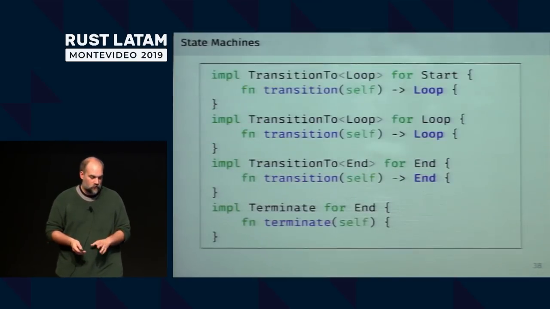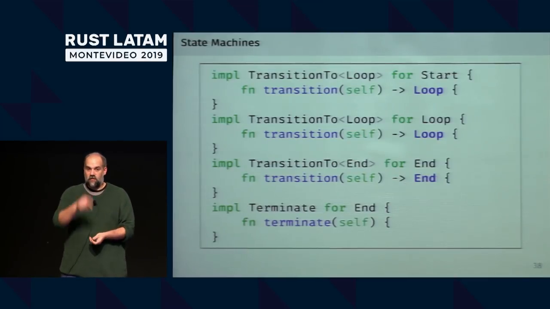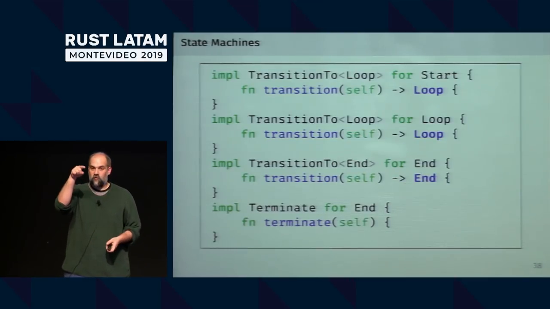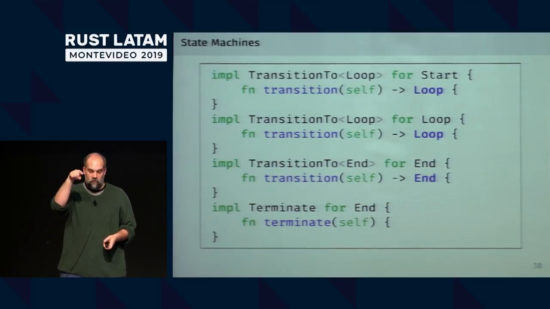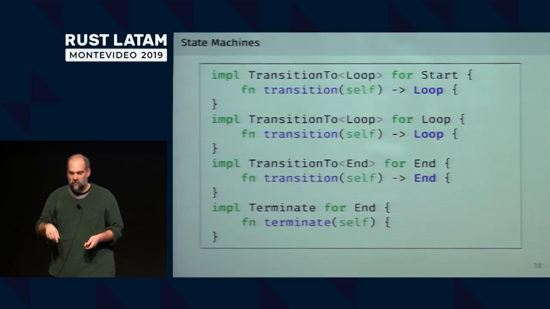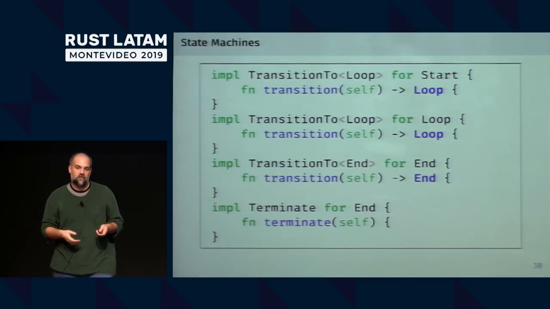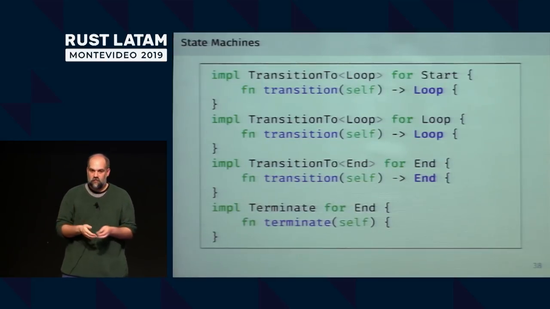That's where I'm ending. And then I can implement transition to loop from start. I can go from loop to loop, so I can go back into it again. Transition to end for loop. Sorry, there's an error on the slide. And implement terminate for end, so I can actually stop. That means I cannot terminate that state machine if I have not ended up in the end state. So I need to make sure that the users of the state machine actually follow through and take this process to the end.